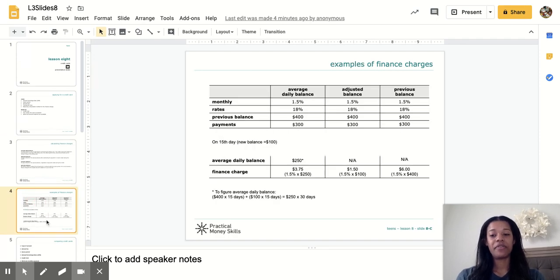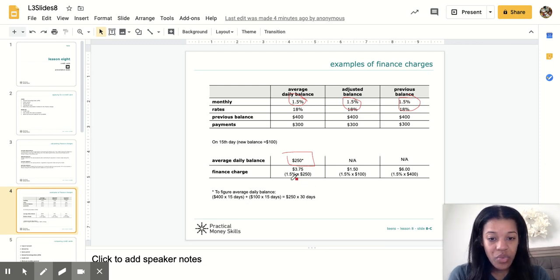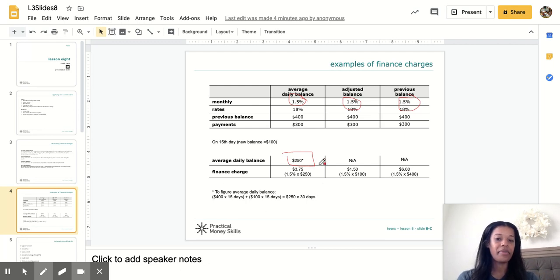So this example of finance charges, right? So your monthly average daily balance, 1.5%. Previous balance, 1.5%. Okay. So average daily balance is $250. That's $3.75, which is 1.5% times 250. Okay. So that would be your average daily balance of spending. Okay. So maybe you would just pay, like, $20 at the end of the week.